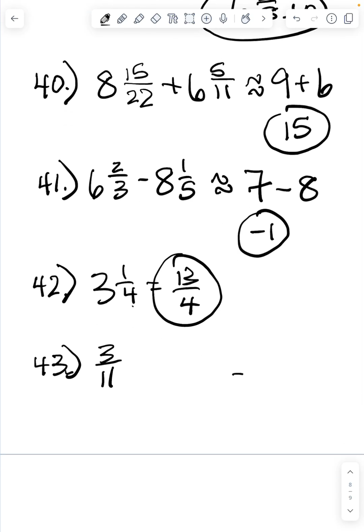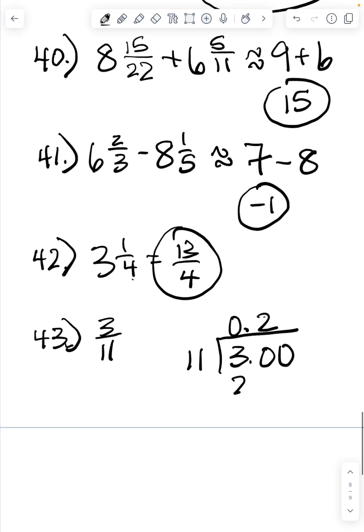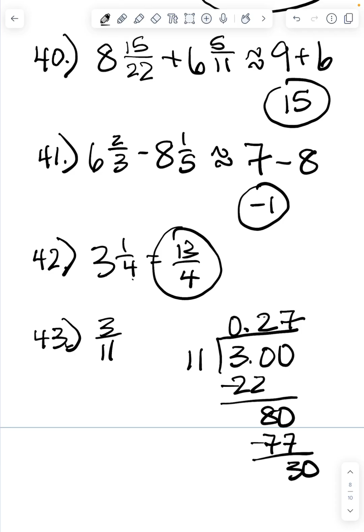Number 43, convert 3/11 to a decimal. So this is the same as 3 divided by 11. So it does not go in here. This is going to be 2, 22, subtract, we get 80. Let's do 7, 77, subtract, we're going to get 30. Right back where we started. I already can tell because this is going to be 11th.